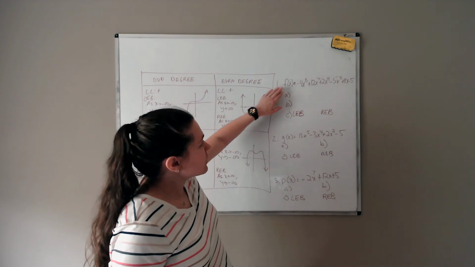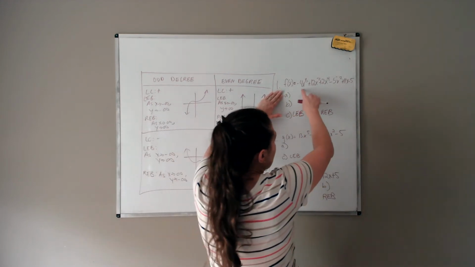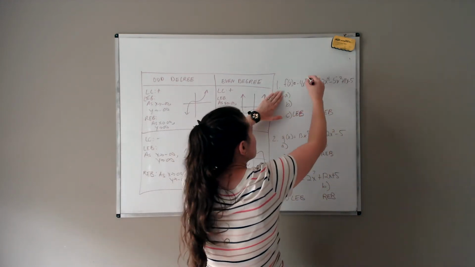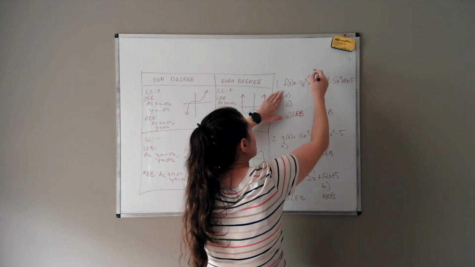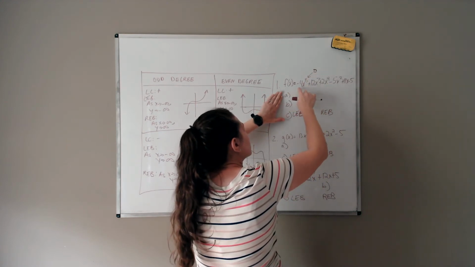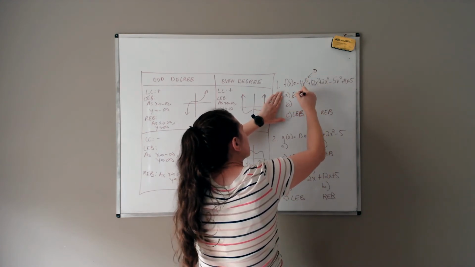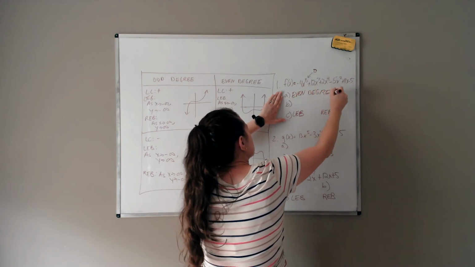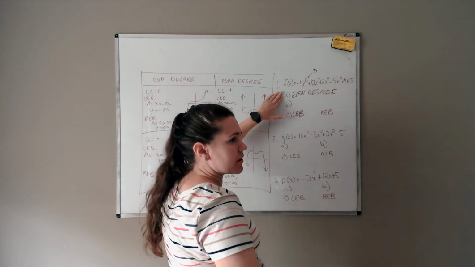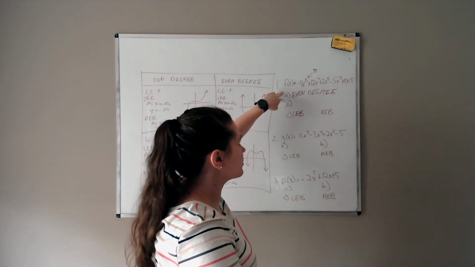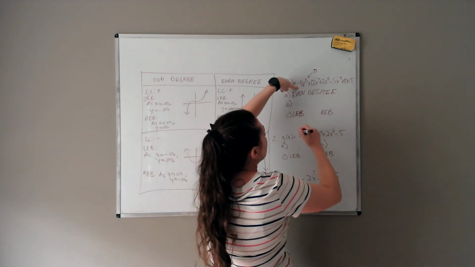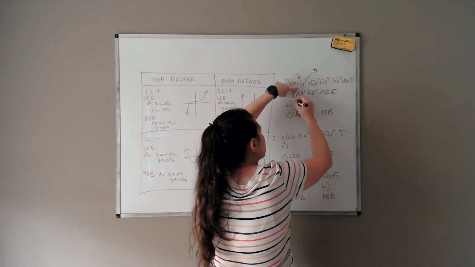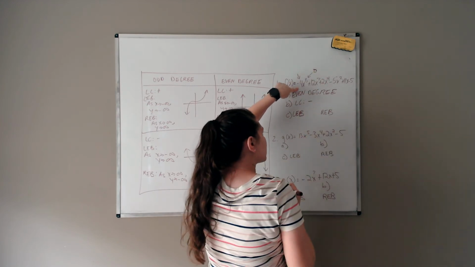So first, what is the degree? Make sure, yes, it's in standard form. The degree is 8. So is this an even degree polynomial or an odd degree? This is an even degree. You don't just say even, because an even function means something completely different. Now, is the leading coefficient positive or negative? Well, the leading coefficient is -4, so the leading coefficient is negative.